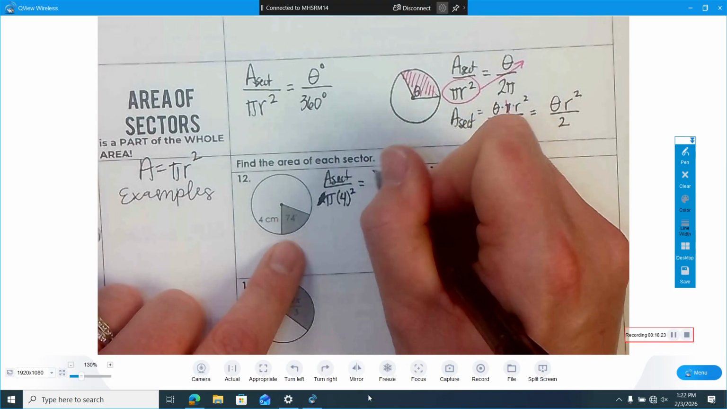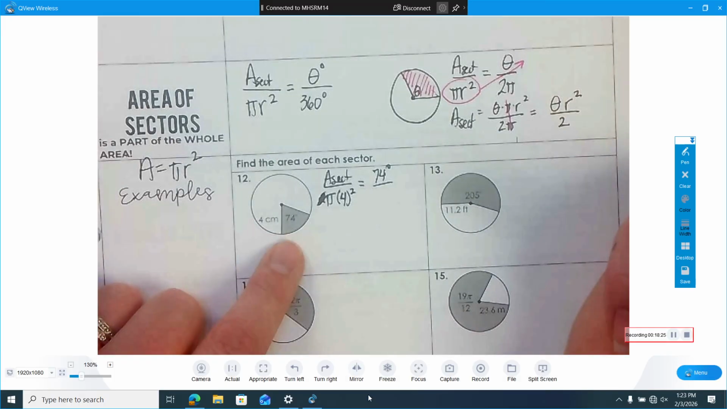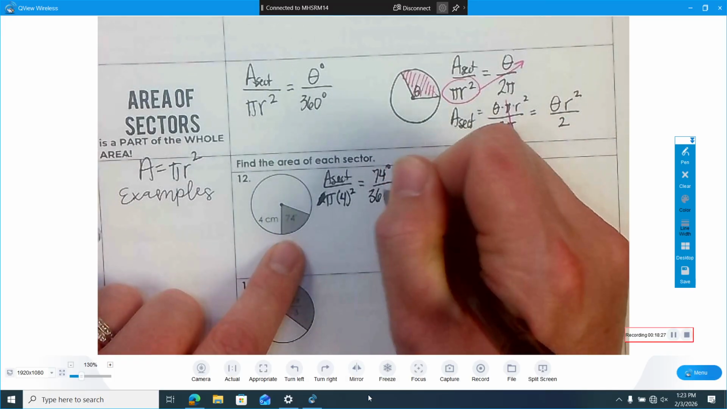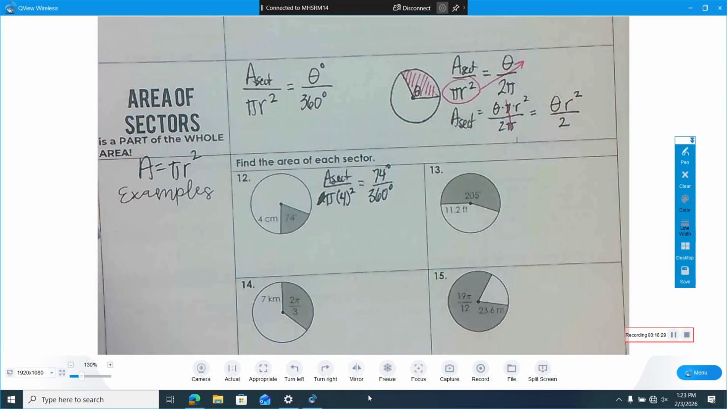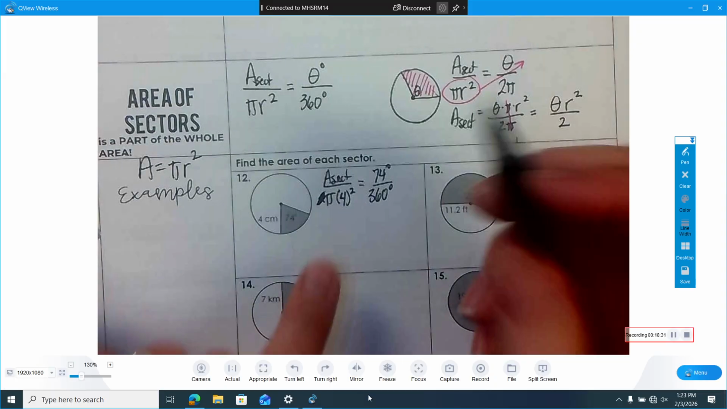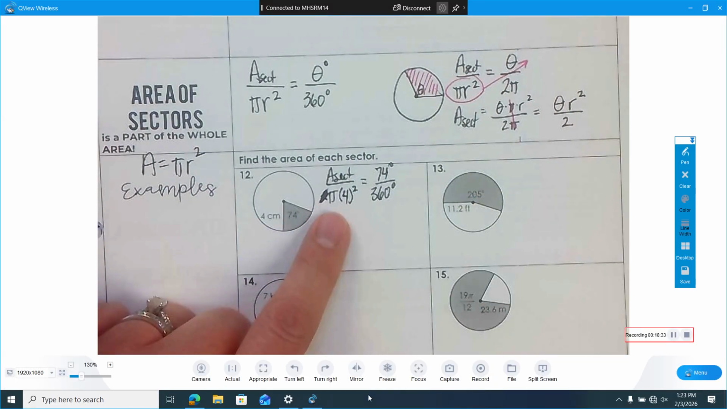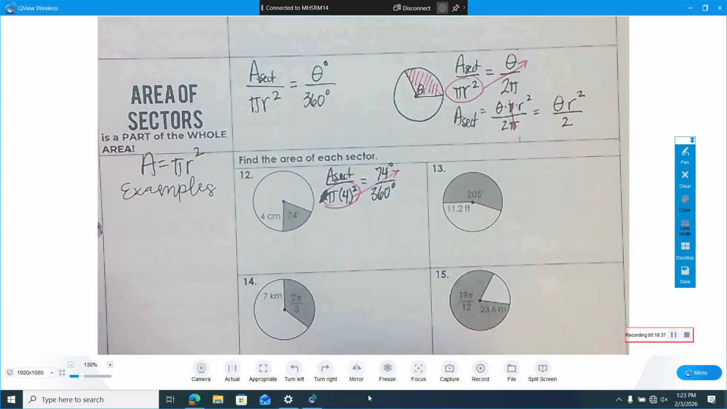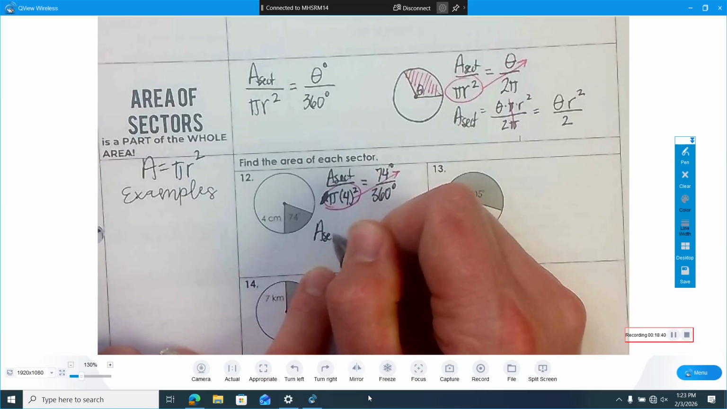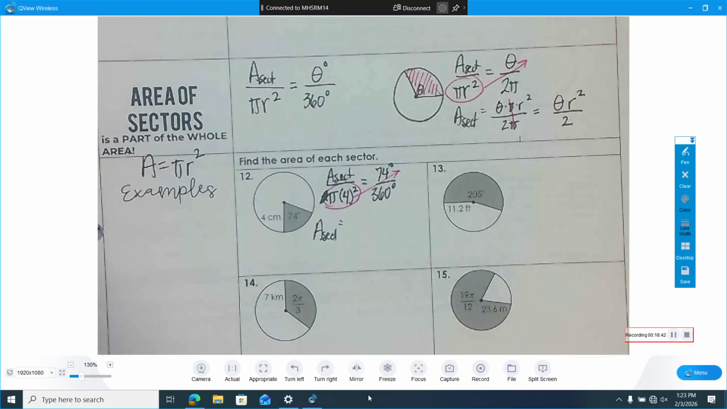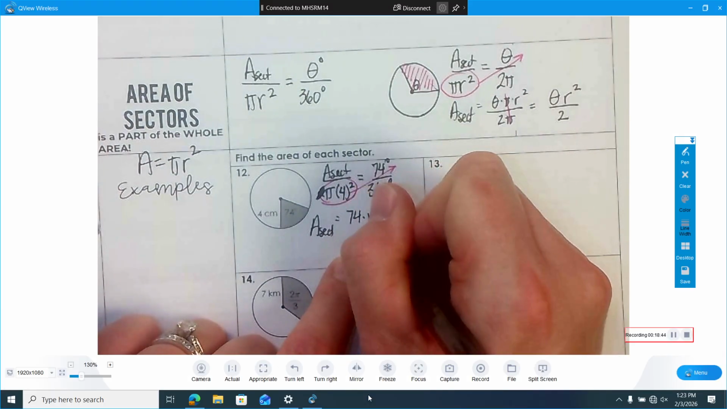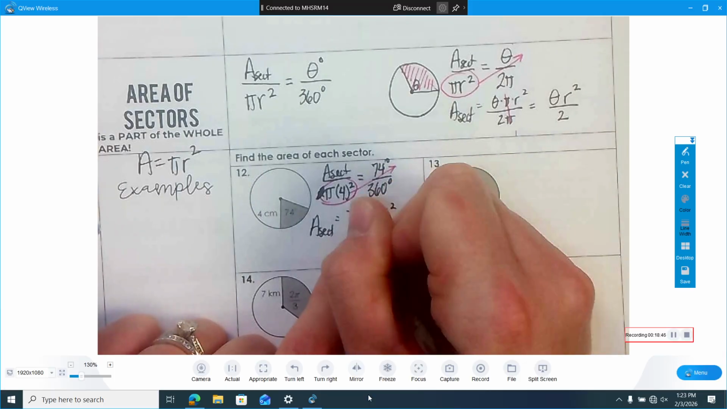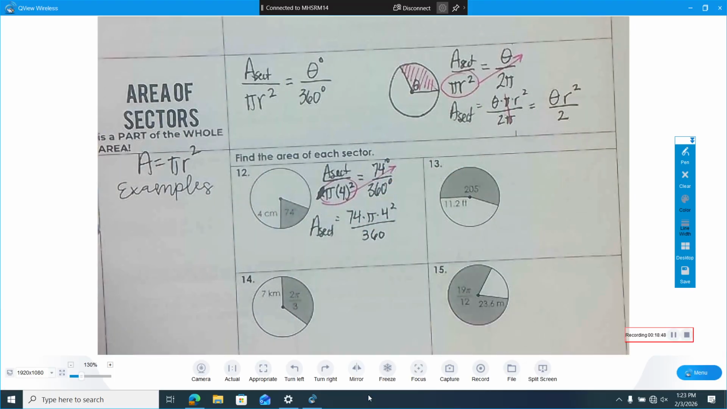Equals our angle measure, which is 74 degrees out of 360 degrees. It's a part out of the total, a piece of the whole thing. And then how do we get the area of the sector by itself? Cross multiply. So the area of the sector, in my calculator, is 74 times pi times 4 squared, all divided by 360.